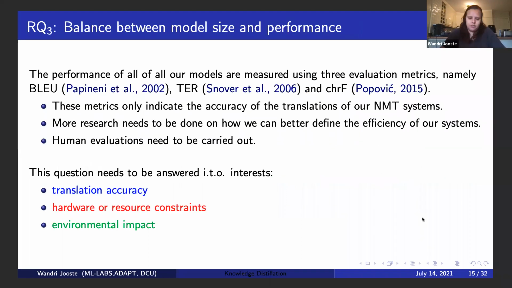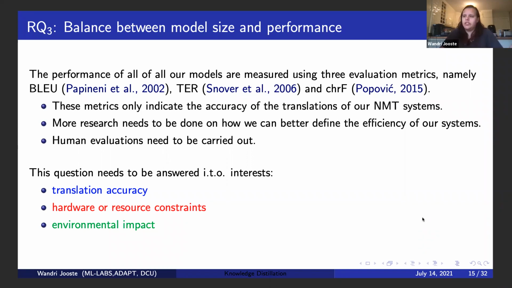In terms of research question 3, the performance of all of our models was measured using automatic evaluation methods: BLEU, translation error rate, and the character F score. But these only indicate the accuracy of our translations.